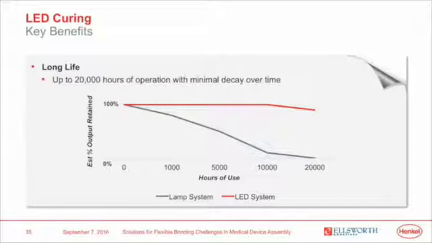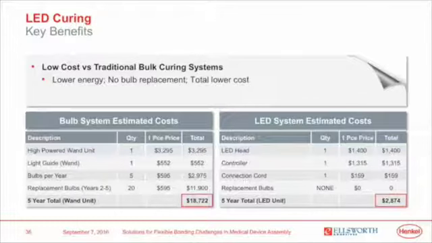So as you can see, within a UV bulb system, most bulbs are changed within 2,000 hours, whereas the life of an LED, once again, is upwards of 20,000 hours. LED curing and key benefits. These include lower cost used, no bulb replacement, and total lower cost overall. The one key takeaway from this slide is the bulb replacement cost.